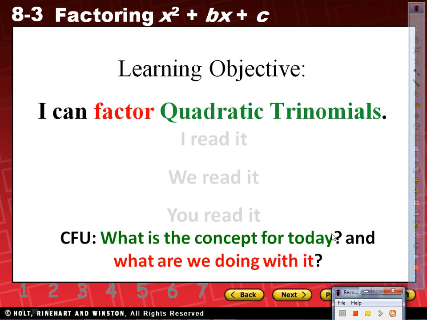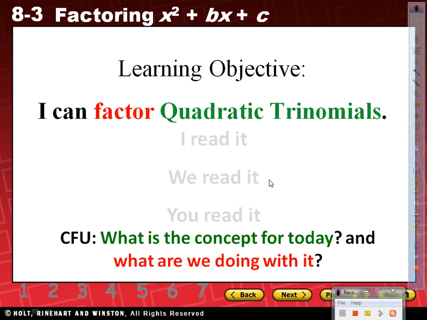Our objective for today: I can factor quadratic trinomials. Read together. 1, 2, 3. I can factor quadratic trinomials. Alright, so our new concept for today is quadratic trinomials on your Frayer model.